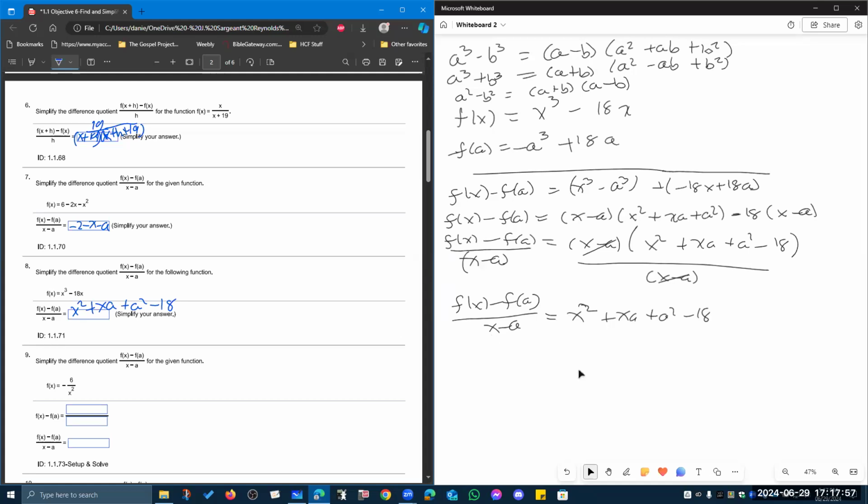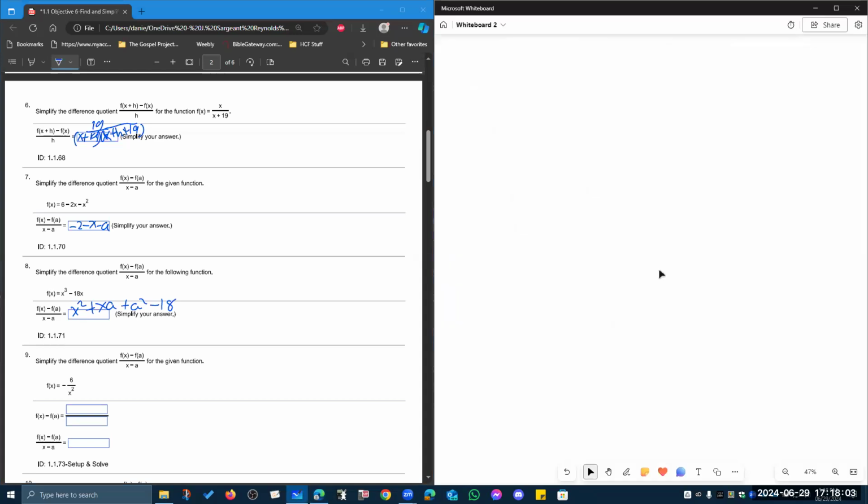And we'll move on to the next problem. We're about halfway done now. f of x is equal to negative 6 over x squared. f of a is equal to negative 6 over a squared.